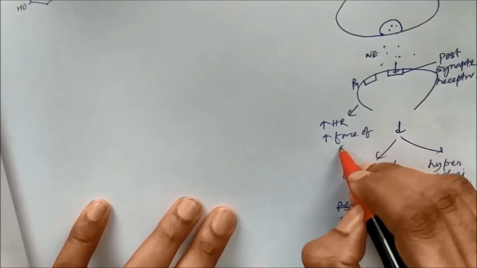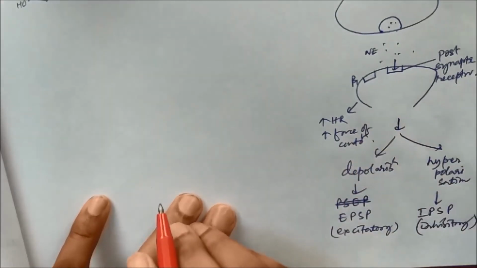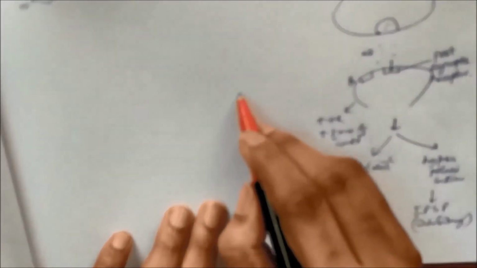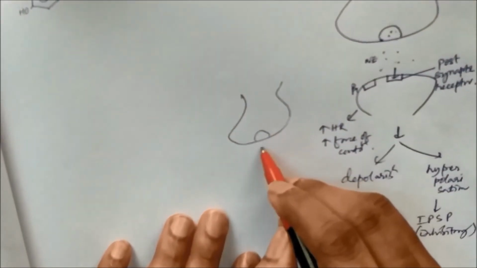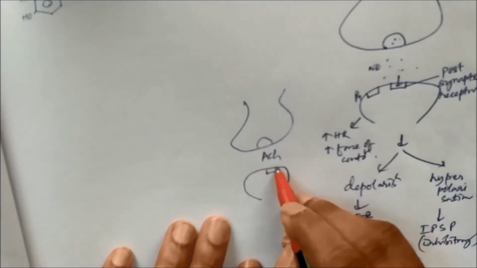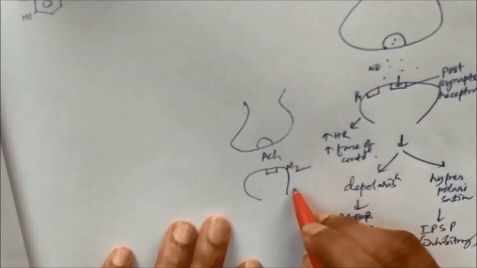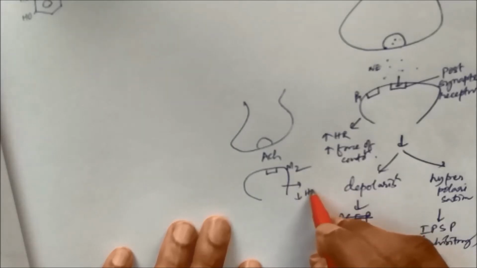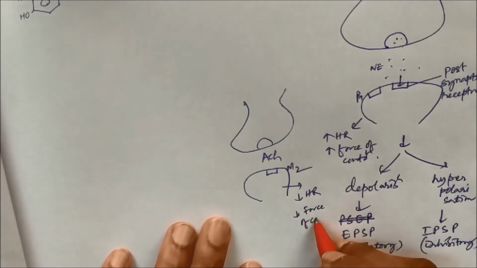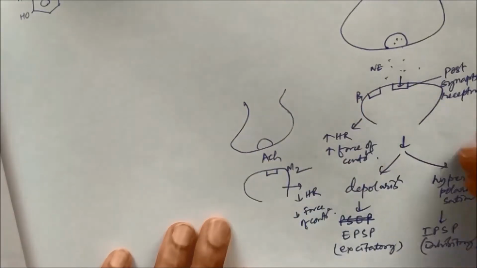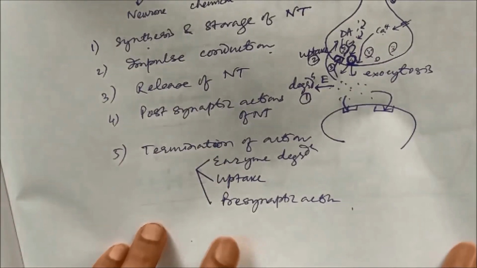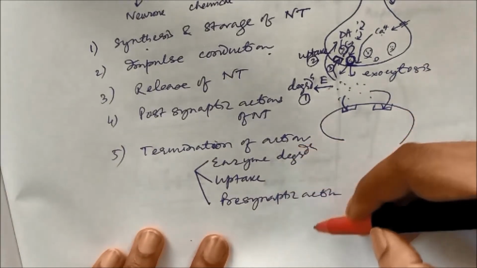This is sympathetic. And if it is parasympathetic, then acetylcholine acts on the M2 receptor, again in the heart, so it will cause a decrease in heart rate and a decrease in force of contraction. So this is the postsynaptic action. And finally we have the termination of action. As we have already discussed, this can be done in 3 ways.